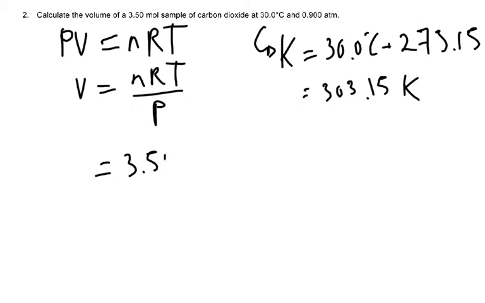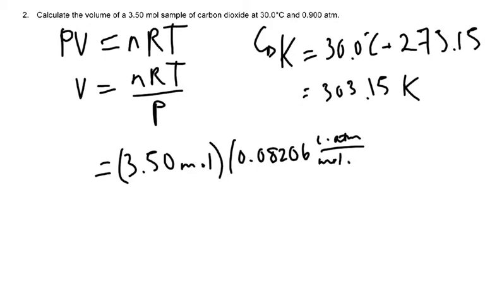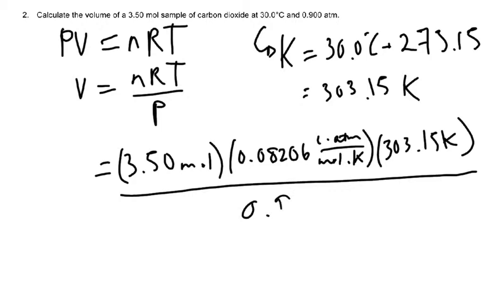So you have 3.5 moles, 0.08206. This is liters times atmospheres over moles times Kelvin, times temperature, 303.15 Kelvin, all divided by 0.9 atmospheres. All right, our moles cancel out, our kelvins cancel out, our atmospheres cancel out. We're left with liters.